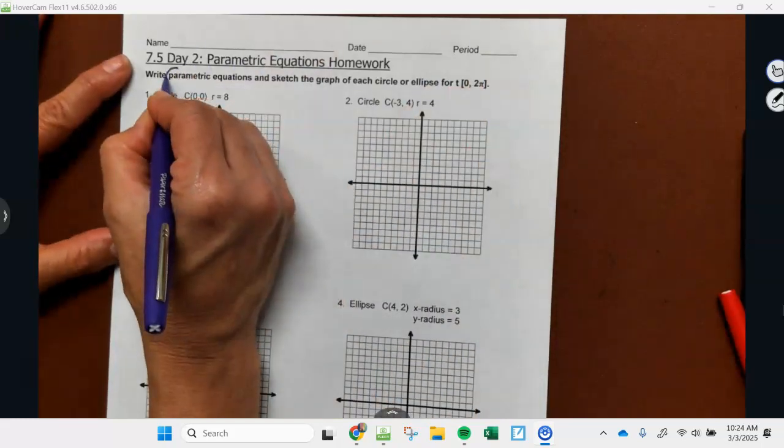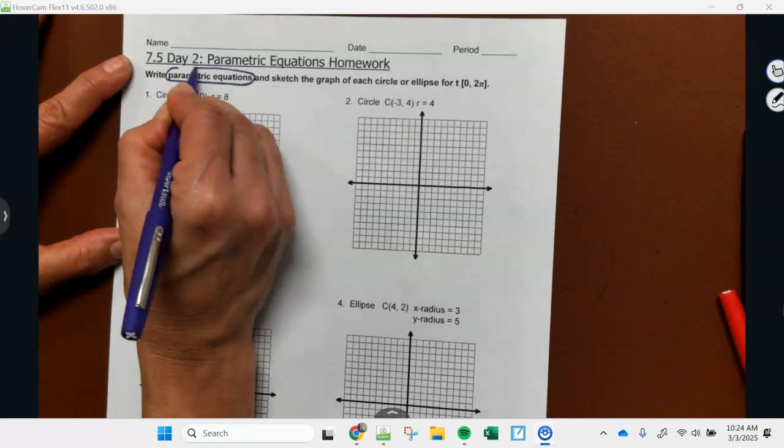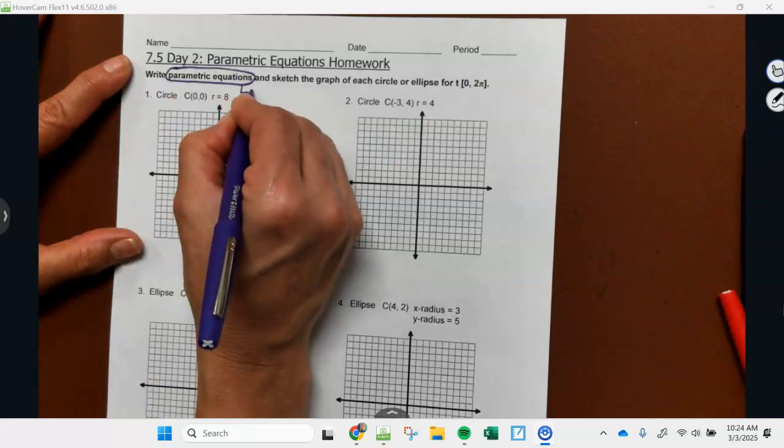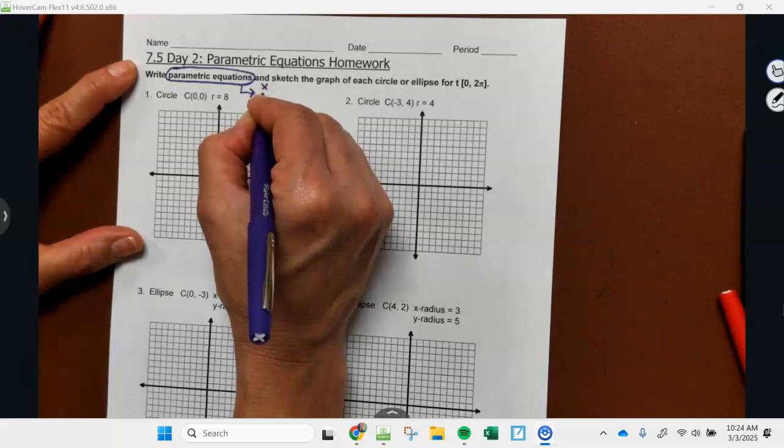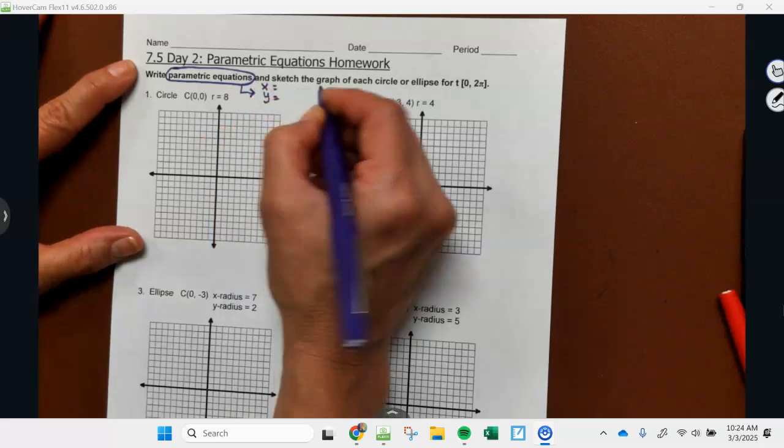Just remember, one more time, parametric equations always have the letter T.